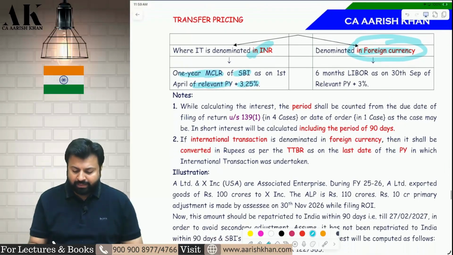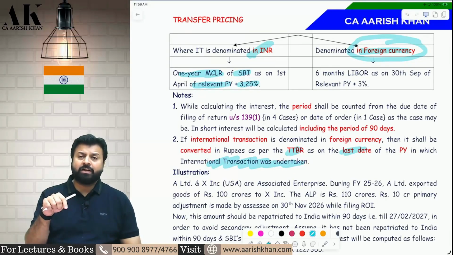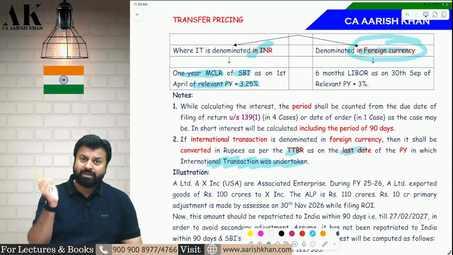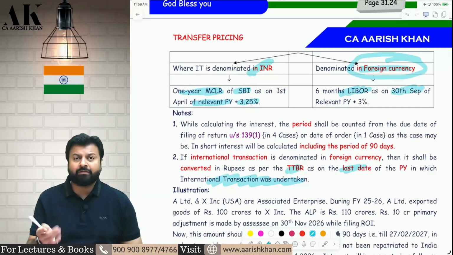For conversion, you have to take TTBR on the last day of the financial year in which the international transaction was undertaken. In our example, the international transaction was undertaken in previous year 2025-26. So you have to take TTBR on 31st March 2026, convert that into rupees first. And then you have to apply 6 months LIBOR on 30th September of the relevant PY.